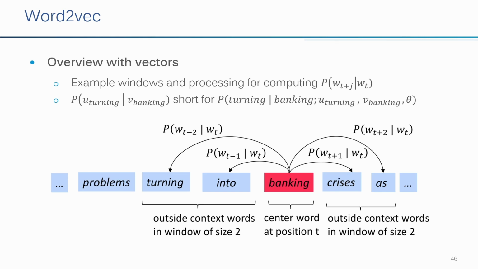So when we are calculating the probability of, for example, the word turning as context, given the center word banking, we're giving a short naming for all the parameters that we have there, which is the final vector for the word turning when turning is the context word, the word banking when banking is the center word, and all the other parameters. We won't be writing all of this all the time simply because there's limited space, all right? And again, we're going to be going over all the words that we have in our vocabulary.